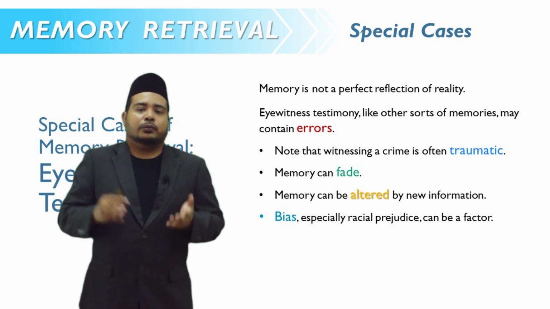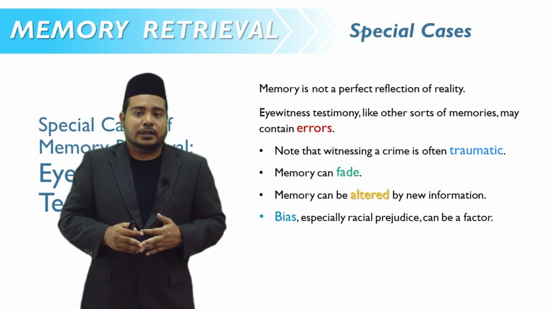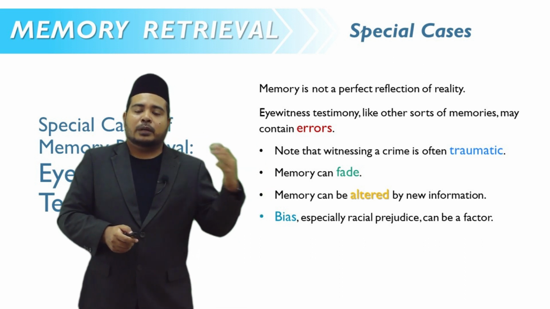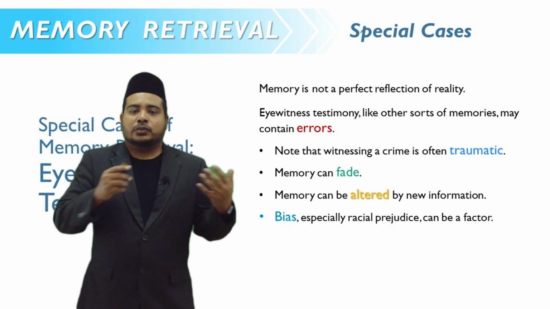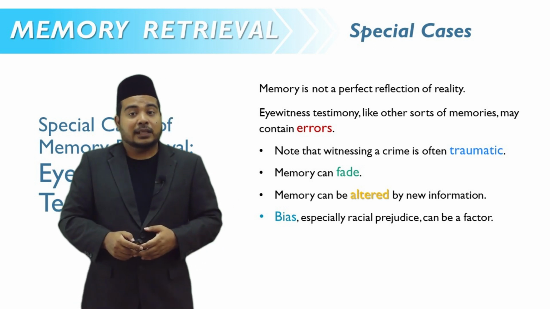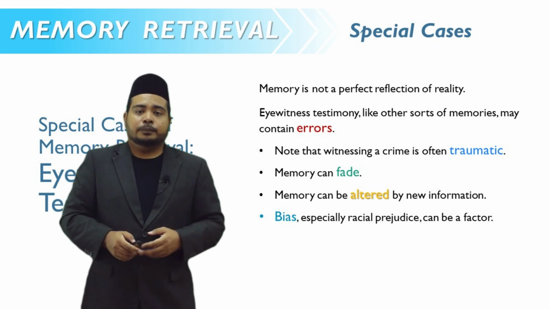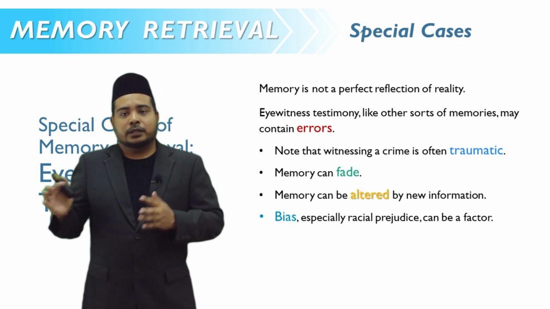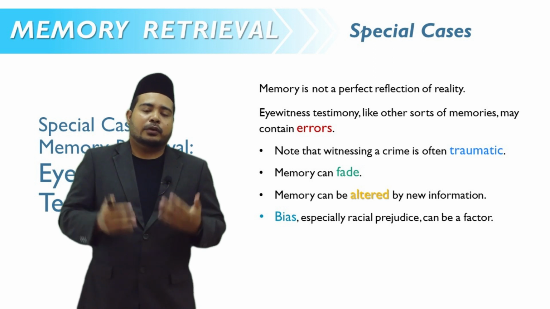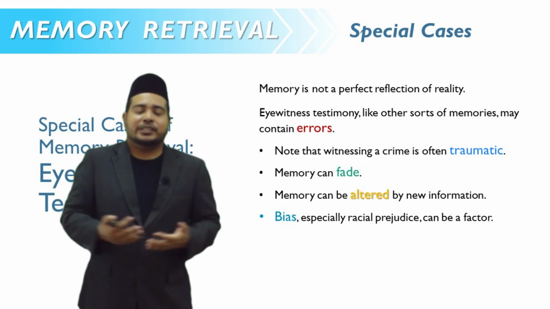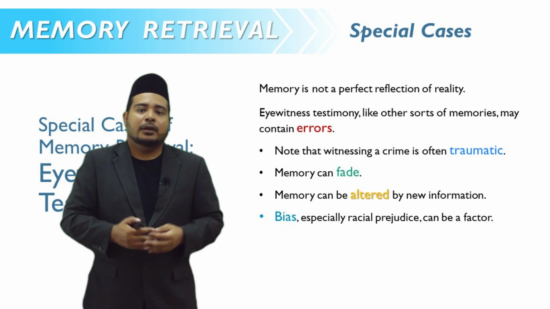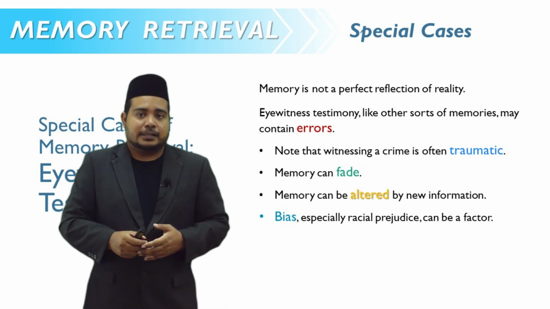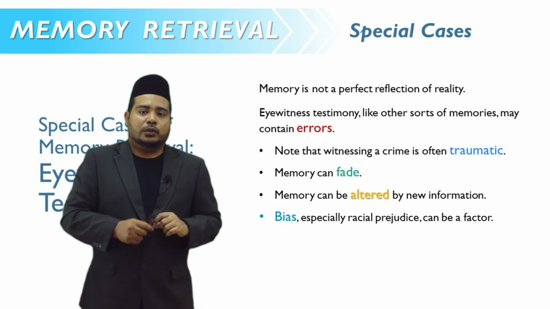So note that witnessing a crime is often traumatic. If we recall what we talked about regarding traumatic events, traumatic memories can also have inaccuracies. So memory can fade as well. Memory can be altered by new information, and it can also be influenced by bias, especially racial prejudice, which can be a factor in bias. That's why we have to take note of the importance of it.